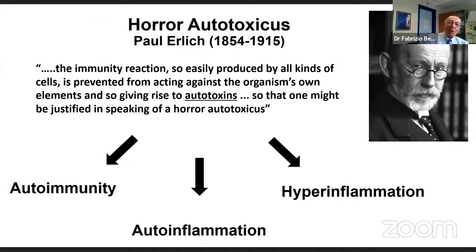Thank you very much. So when we talk about cytokine release syndrome or whatever we want to call it, and we'll get to that in a minute, we actually should go back to the definition by Paul Ehrlich in the early years of the last century, in which he alluded to the fact that the immune system is prevented from acting against the organism's own cells. This was always thought of as the definition of autoimmunity, but he actually talks about autotoxins, which are really the inflammatory cytokines being overproduced. So my interpretation is that he was actually thinking about autoinflammation and hyperinflammation as well.